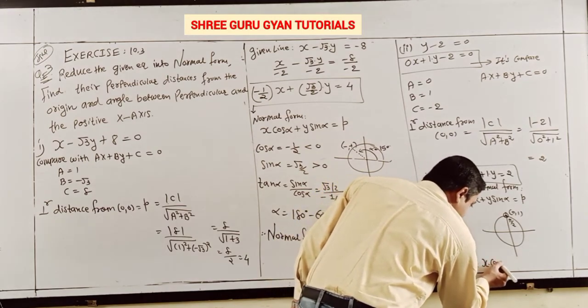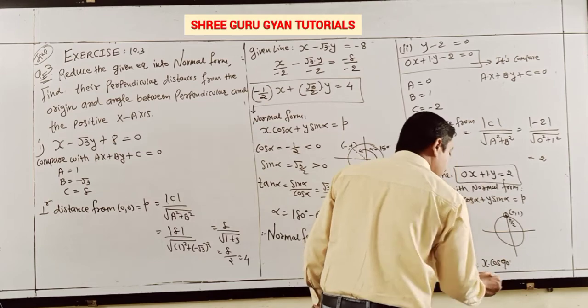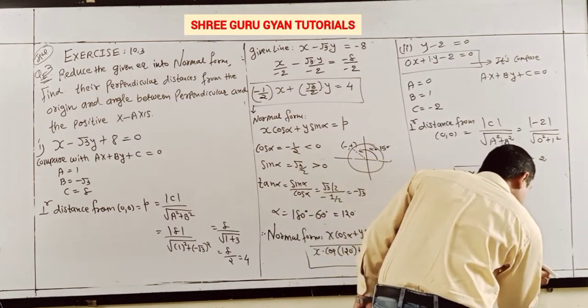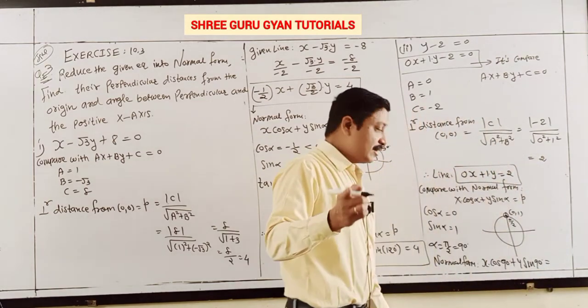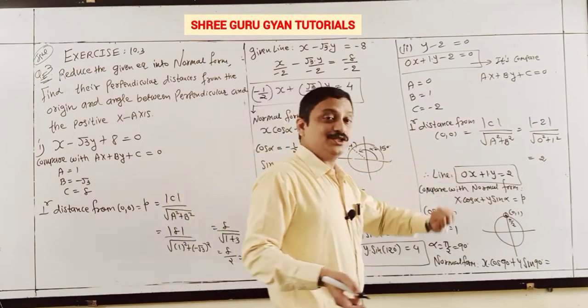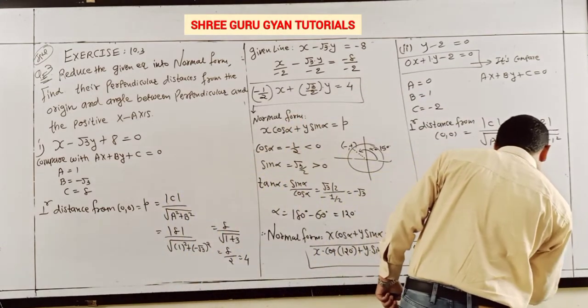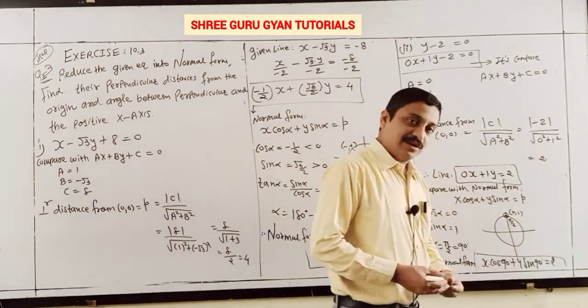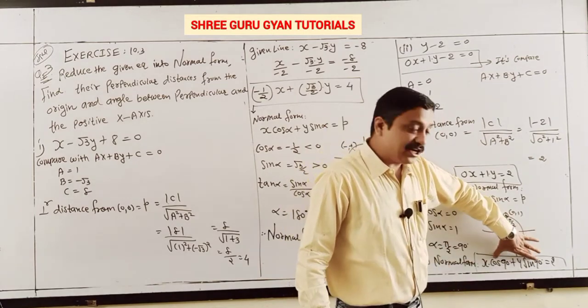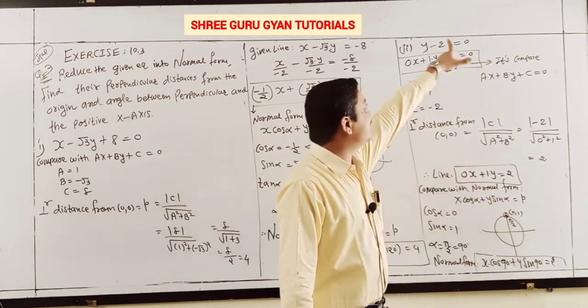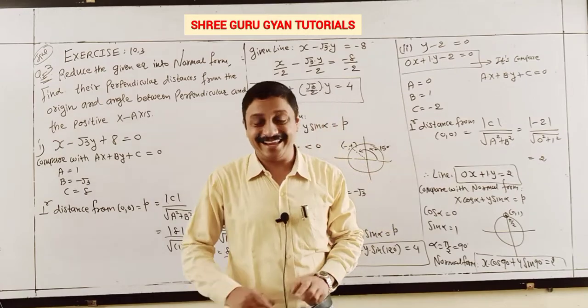x cos 90 degrees plus y sin 90 degrees is equal to p. And how much is p? P is 2. Either way, students, you calculate the trigonometric values here: cos 90 is 0, sin 90 is 1, put it here, and you get your equation.